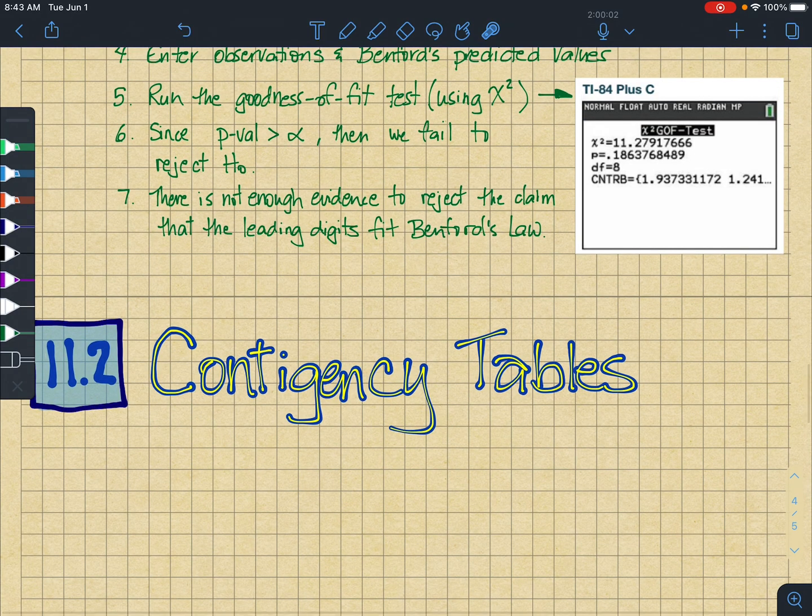Tomorrow, we'll look at contingency tables, 11.